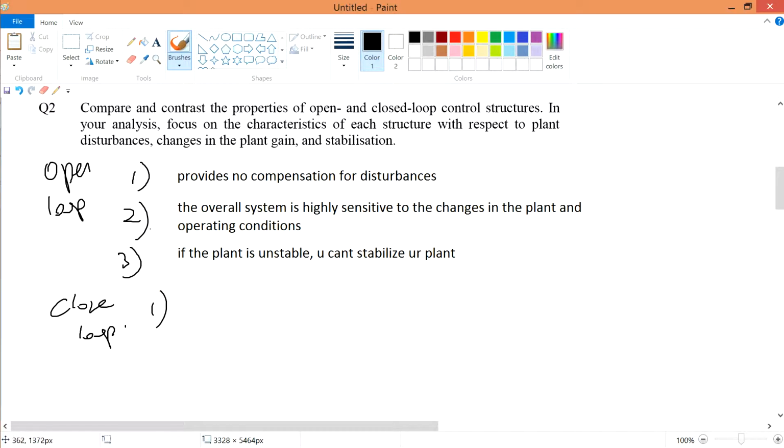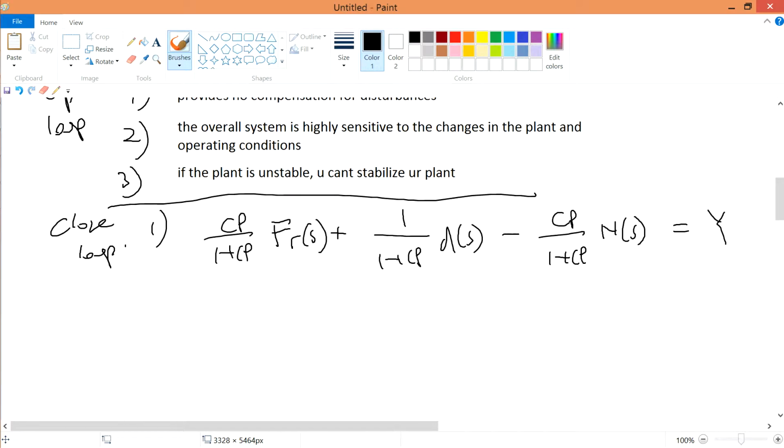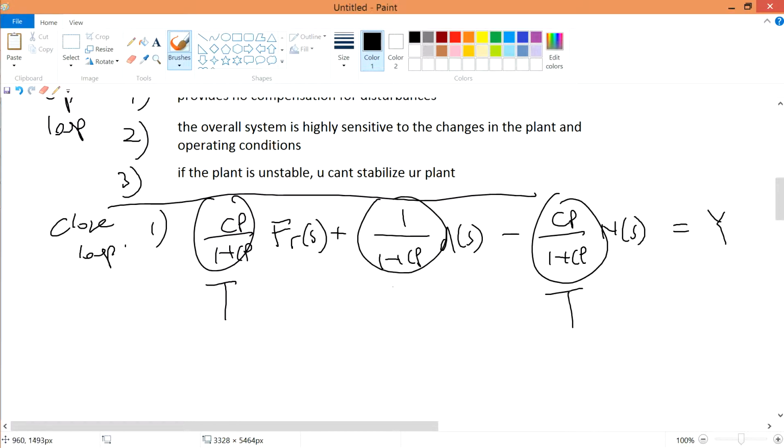As for closed loop now, for the disturbance, the closed loop has compensation for the disturbance. If you still remember, we have the equation for this block diagram over here, right? We actually created an equation for this whole chunk over here. And if you take a look, you have a system like this, 1/(1+CP) ds. And we know that this CP/(1+CP) we call T, the complementary sensitivity function, and 1/(1+CP) is actually the sensitivity function. And we also know that T plus S is equal to 1, if you still remember.